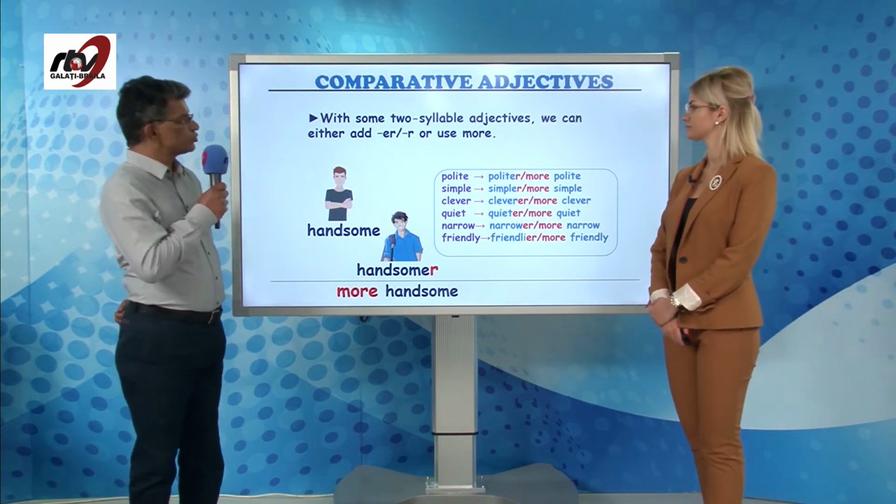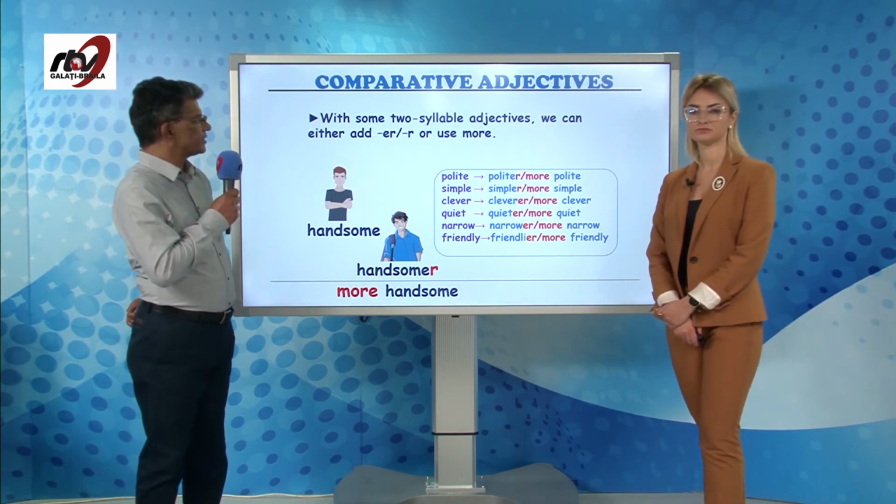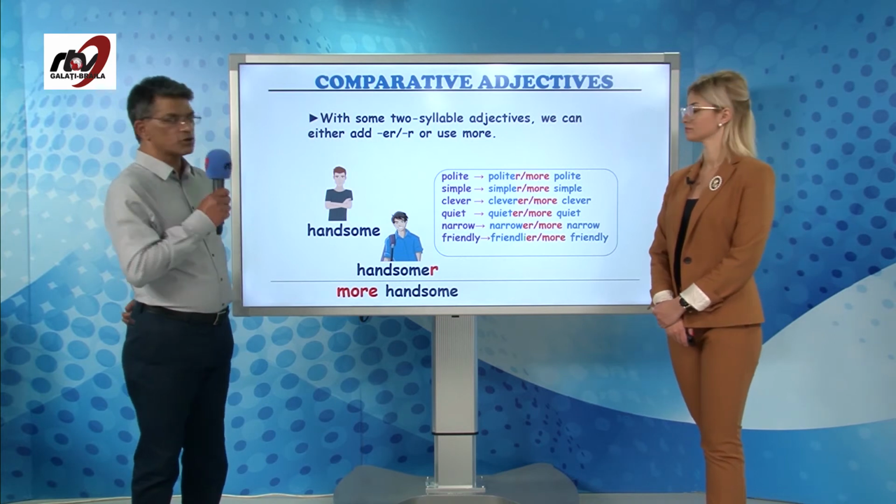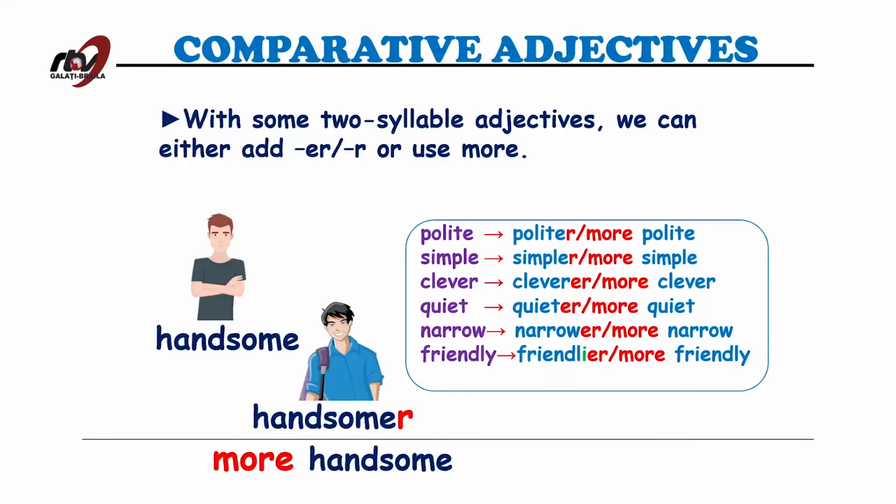And with some two-syllable adjectives, we can either add er or r, or we can also use more.